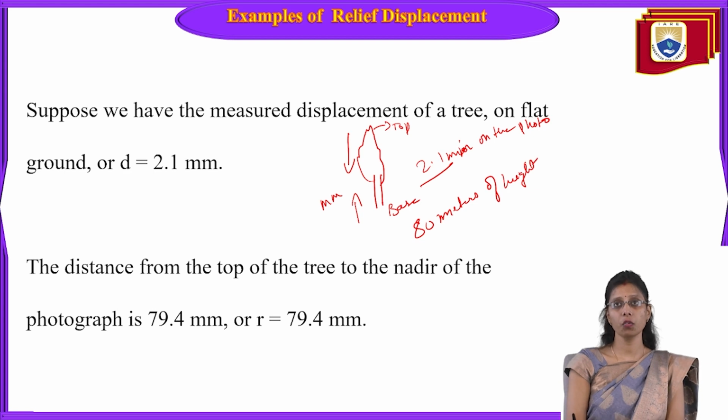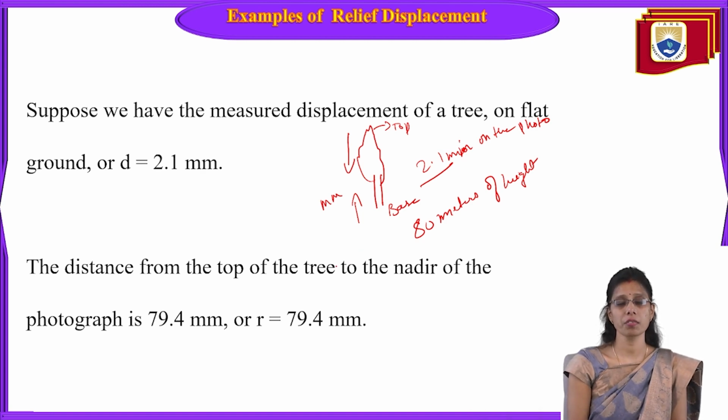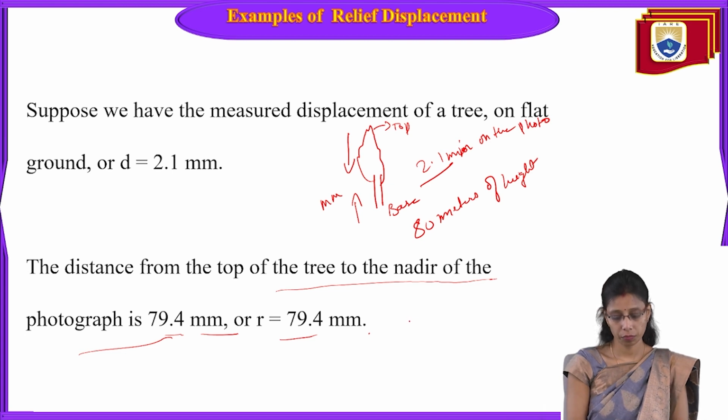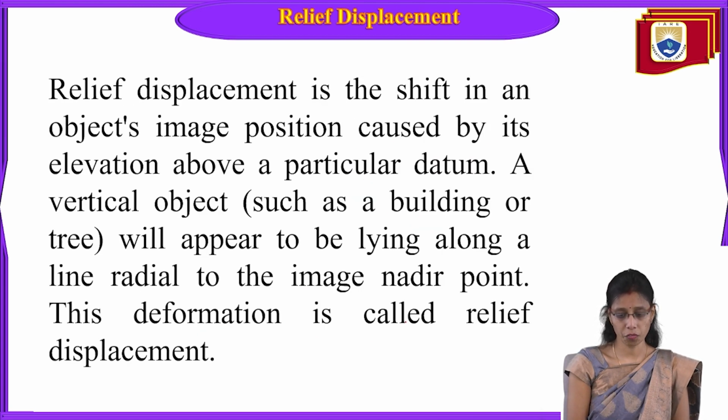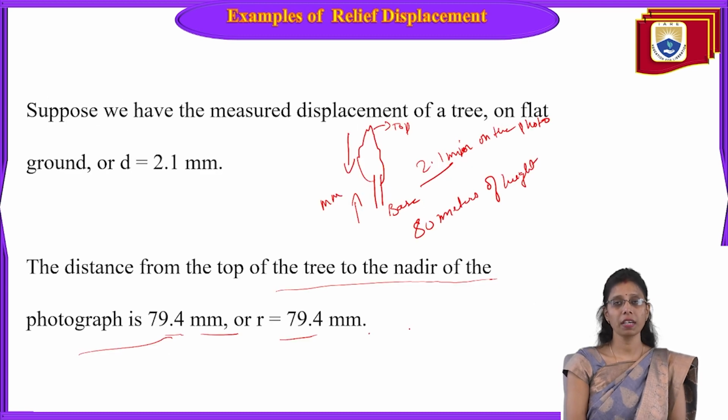Actually, if you want to see the real image, the actual height will be in meters, not in mm. But because we are taking a photograph, we have to assign it in mm, and later convert it to meters. So the distance from the top of the tree to the nadir of the photograph is 79.4 mm, or R is equal to 79.4. Then we have to find D, the radial distance from PP, the principal point, and then put it in the formula to get the actual height of the tree.